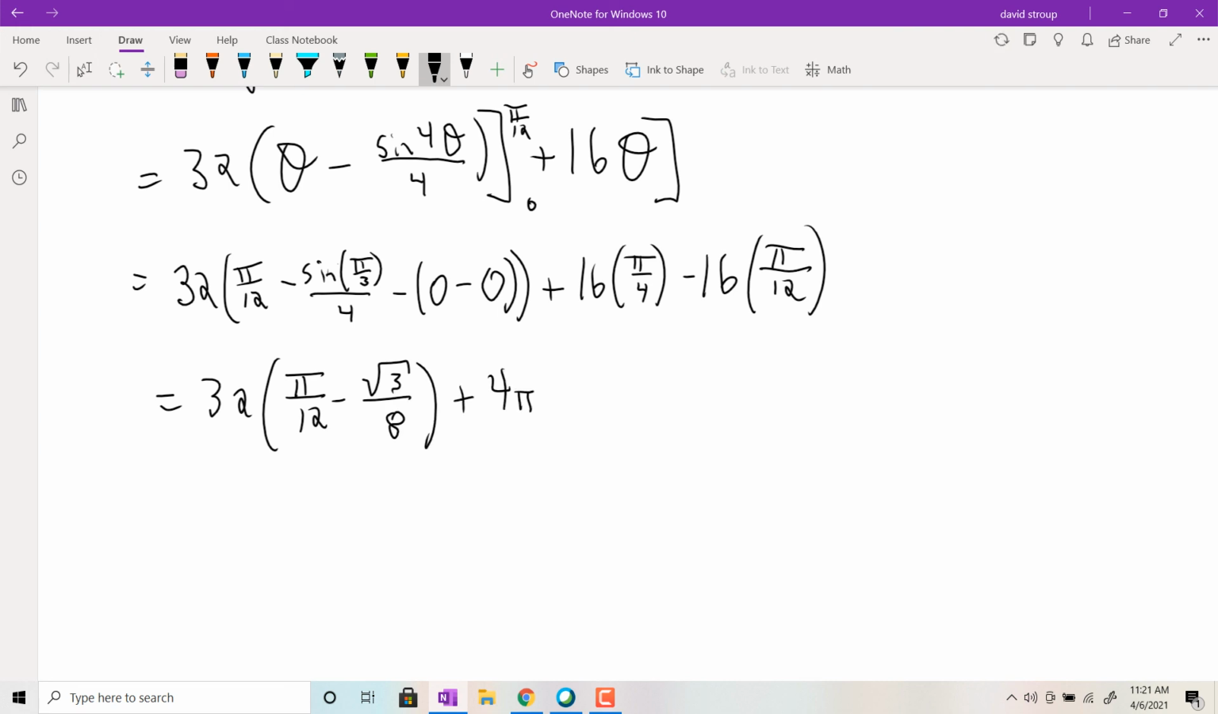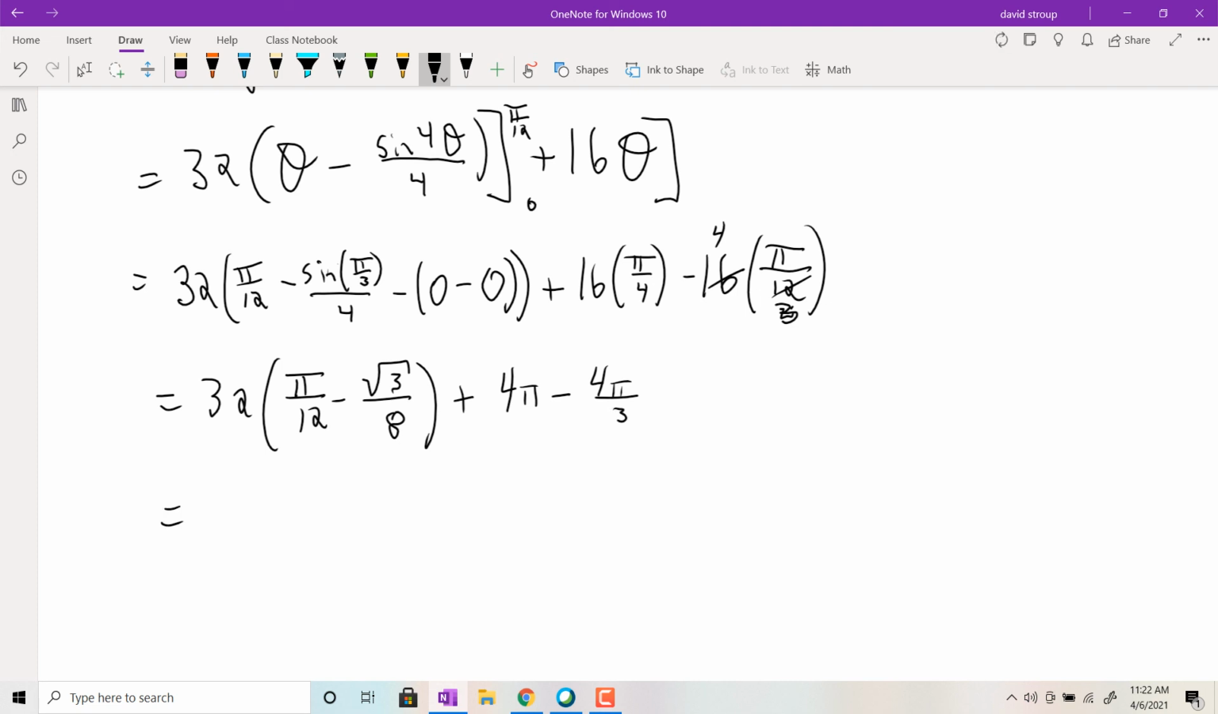plus 4 pi minus, well, I need a common denominator here. I can divide top and bottom by 4, so we can have 4 in both cases, so 16 pi over 4. No, I can't divide top and bottom by 4. Well, I can, but then I want a common denominator of 4. Can't do it. So anyways, let's just get rid of this. Make this 4 pi. 4 pi minus, this will be 4 pi over 3.